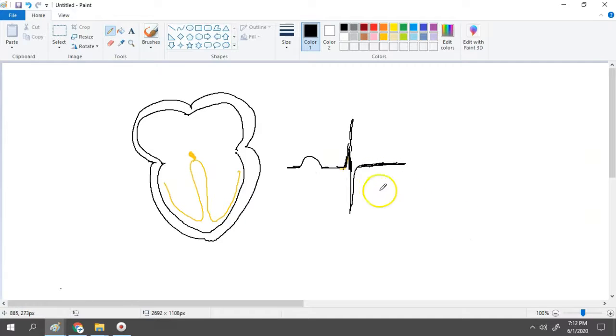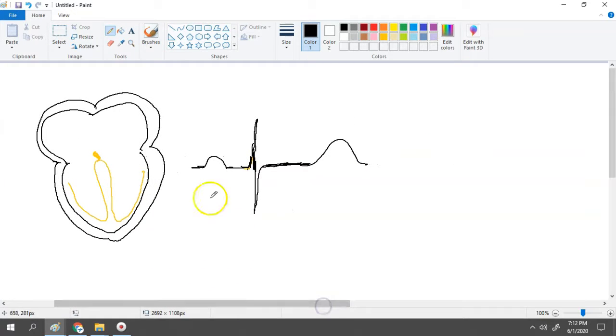This isoelectric line is what we usually call the ST segment, and remember, there is no flow of current during the ST segment. Following that, we have the T wave, right? So we have a P wave, we have a QRS, we have an ST segment, and we have a T wave. Now, this is the normal ECG.